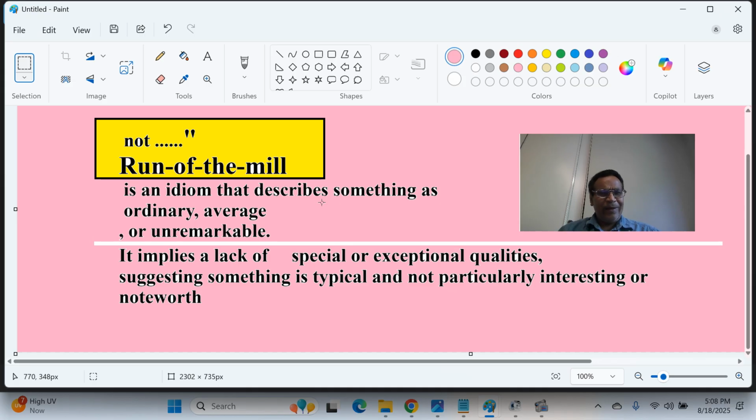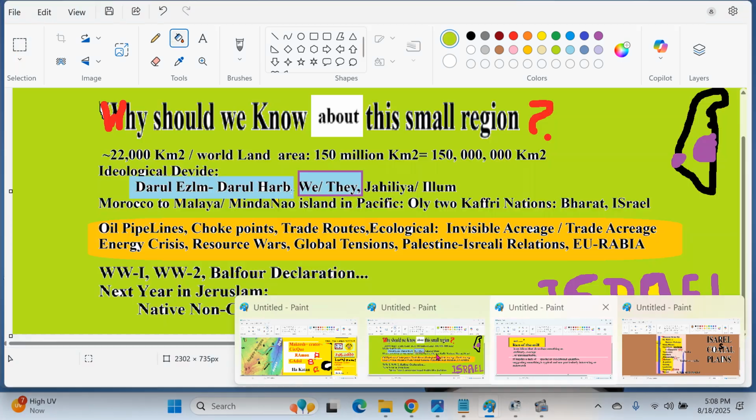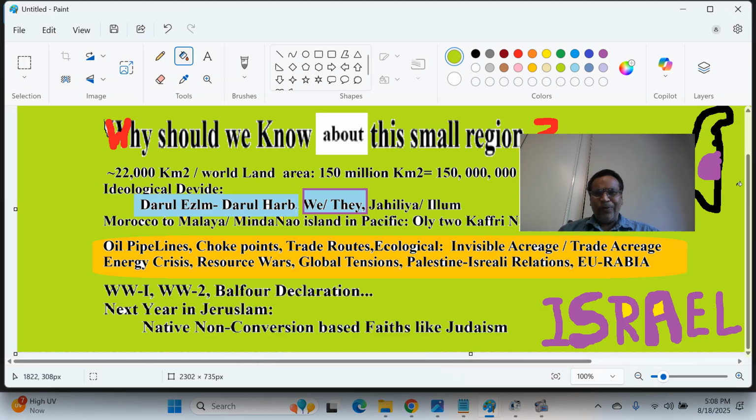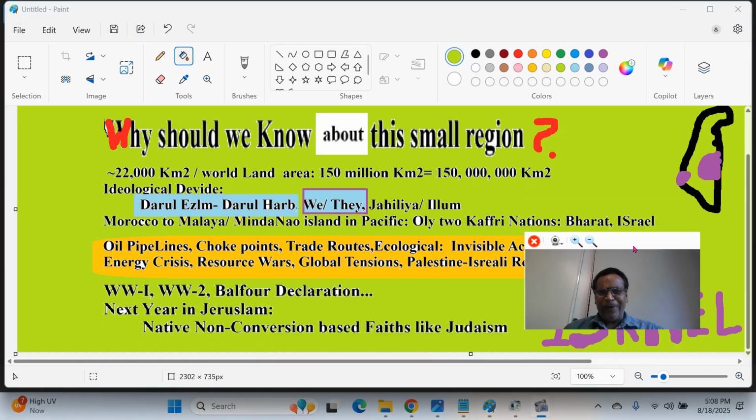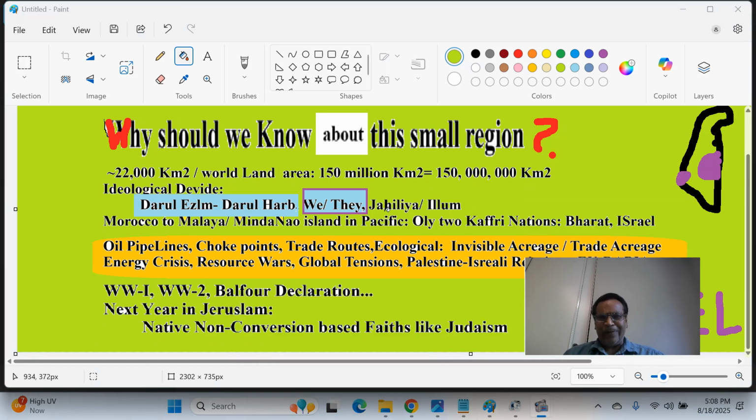This is not a run-of-the-mill presentation. This is very deep and made for a deeper understanding of the region, to inculcate audience interest in this region. So why should we know about this region? It is a very, very important region on the planet Earth, even though it's 22,000 square kilometers when we compare it to the Earth's area of 150 million square kilometers.